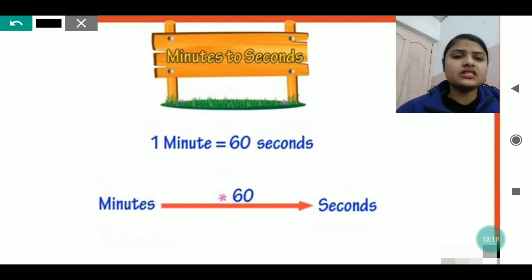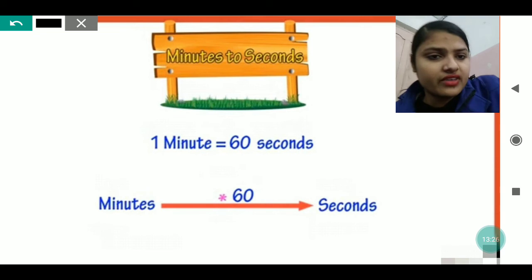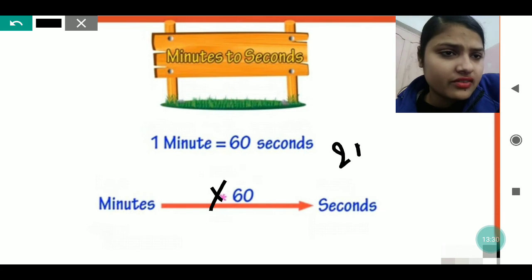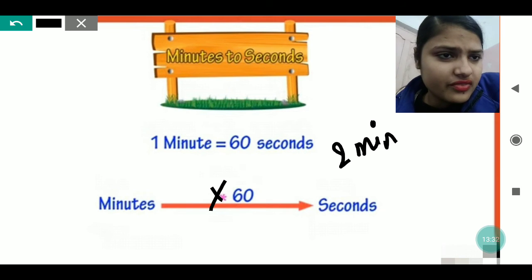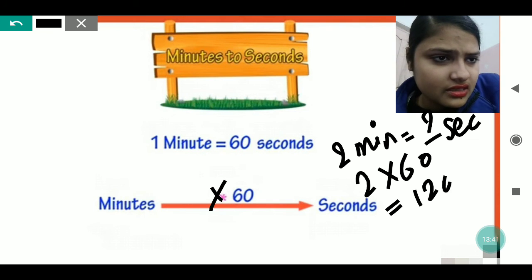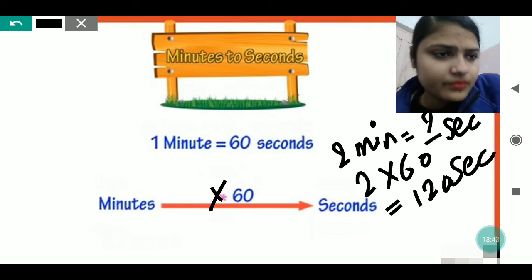In this question you can see we are converting minutes to seconds. We know that 1 minute is equal to 60 seconds. So when we are converting minutes to seconds, we have to multiply with 60. Like if 2 minutes is asked to be converted into seconds, 2 into 60, you will get 120 seconds.